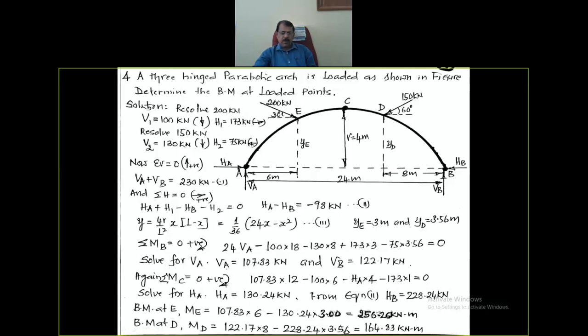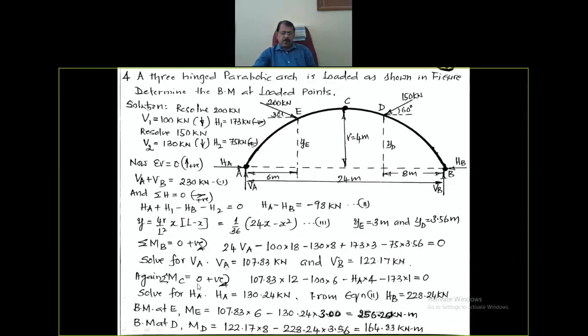Once you know VA, substitute that value of VA in equation number 1 and compute VB. The value of VB works out to be 122.17 kilonewton. Again, taking moment about the point C.